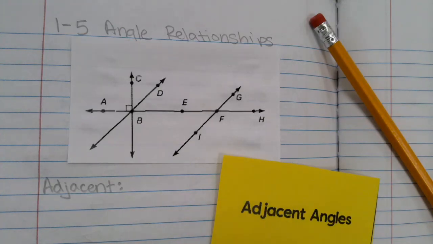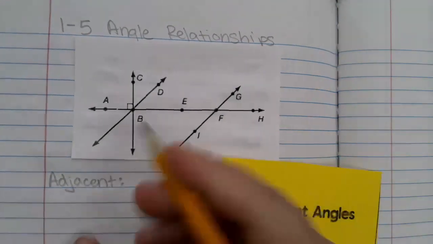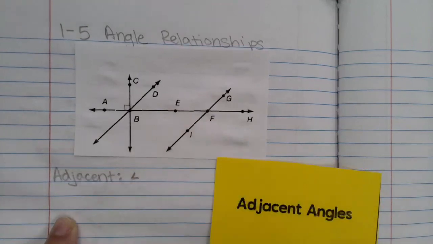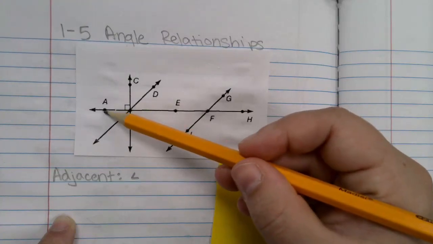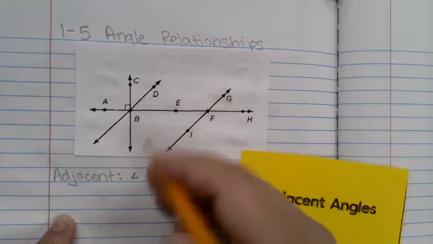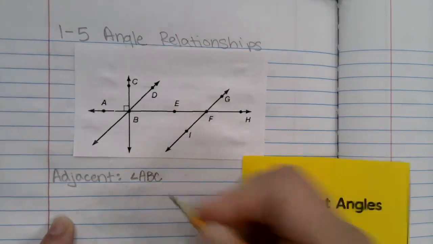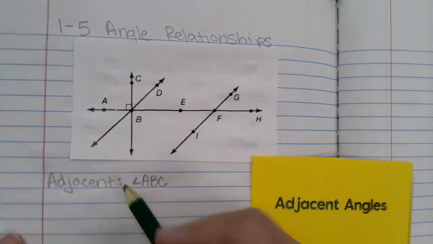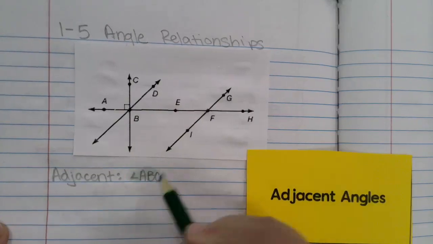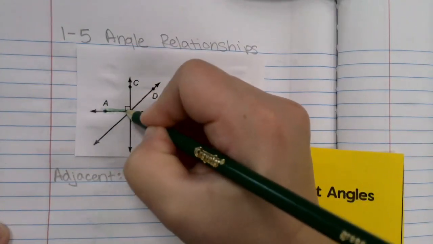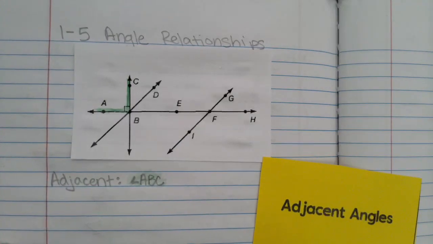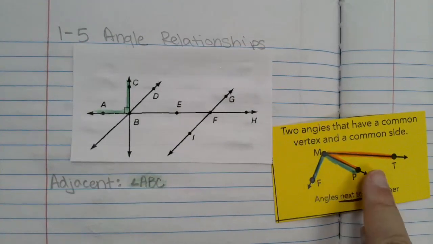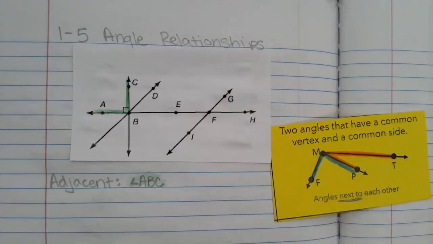So who's got one angle that they can start with for me? Angle A what, C? Not A and C. Remember, we used three letters, so A, B, C. Yep, you got it. A, B, C. So angle ABC, and we're looking for adjacent. So now I want to name the angle that's right next door or shares that side with ABC.